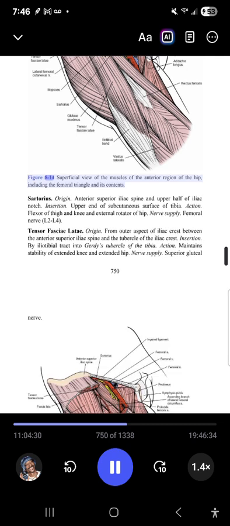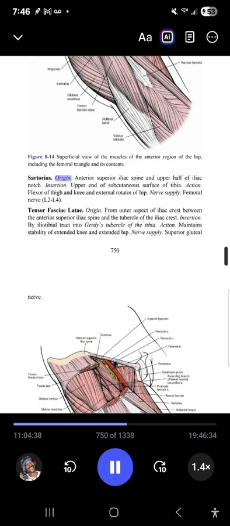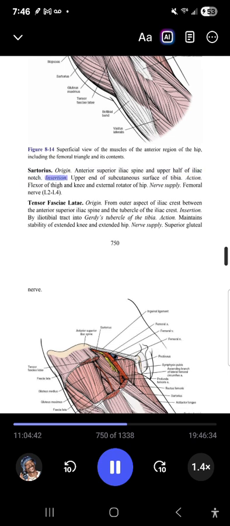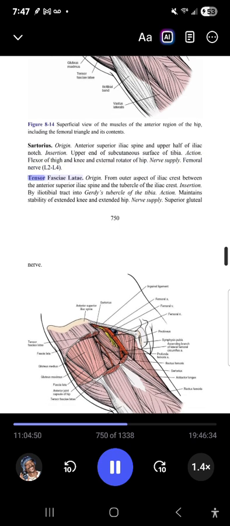749. Figure 8-14. Superficial view of the muscles of the anterior region of the hip, including the femoral triangle and its contents. Sartorius. Origin. Anterior superior iliac spine and upper half of iliac notch. Insertion. Upper end of subcutaneous surface of tibia. Action. Flexor of thigh and knee and external rotator of hip. Nerve supply. Femoral nerve, L2, L3.